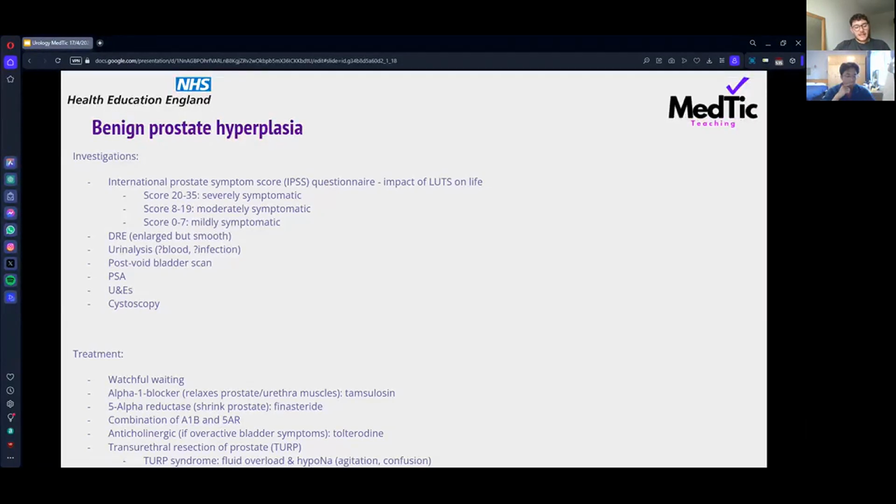A key complication that isn't as common now, but might be more common in exams, is TURP syndrome, which presents as agitation and confusion. It's essentially fluid overload and hyponatraemia that has to be very carefully managed due to the risk of neurological complications.